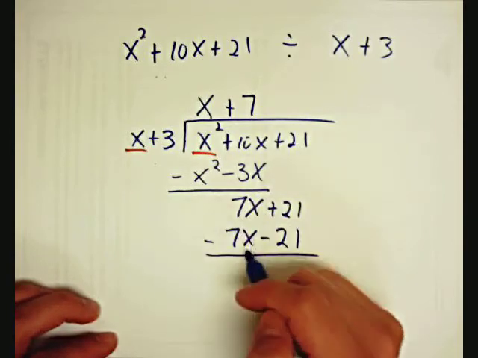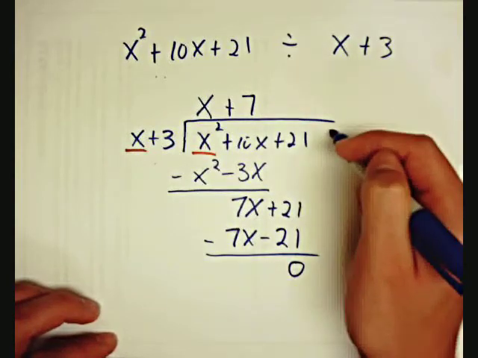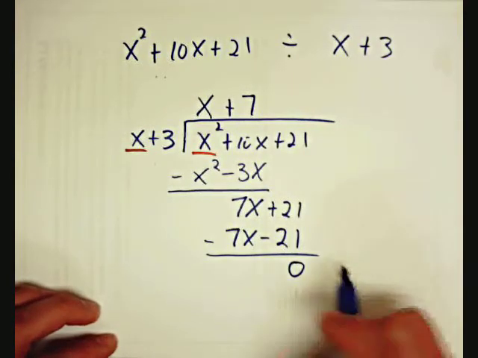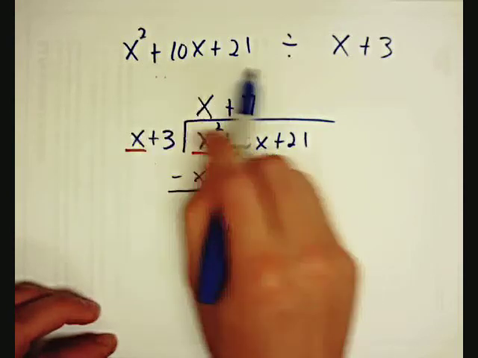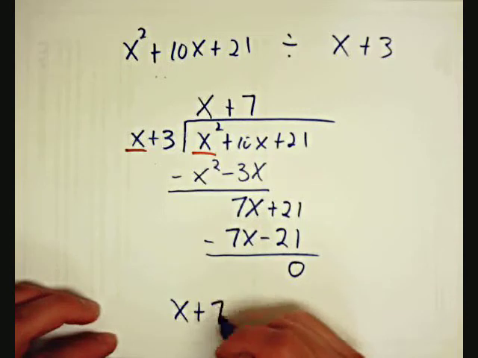7x minus 7x is 0. 21 minus 21 is 0. No more numbers to bring down. And so we have that x squared plus 10x plus 21 divided by x plus 3 is x plus 7.